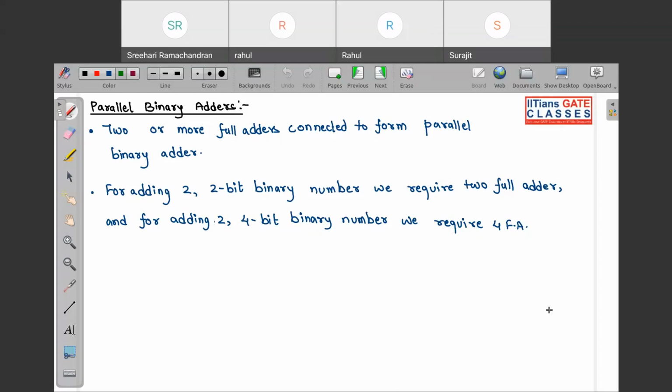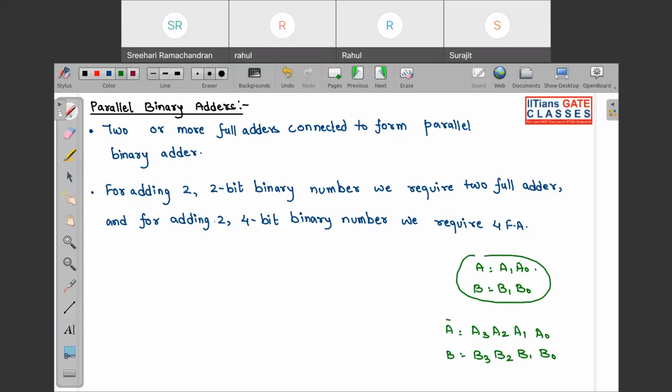Suppose I want to add two or more 2-bit numbers, like A equal to A1, A naught, or B equal to B1, B naught, or even if I want to add 4-bit numbers, A3, A2, A1, A naught, or B3, B2, B1, B naught. So this is two 2-bit numbers, and this is also two 4-bit numbers. Suppose I want to add this. So what is a group of 4 binary bits known as?